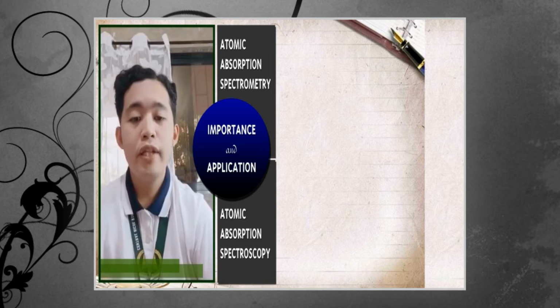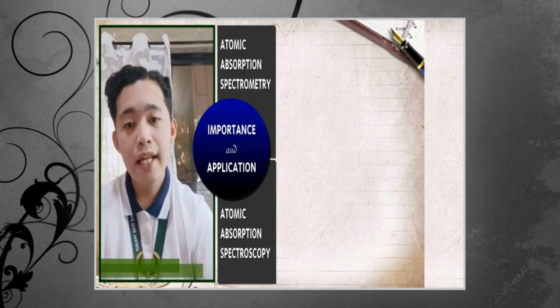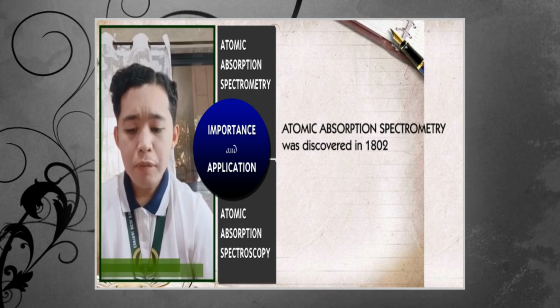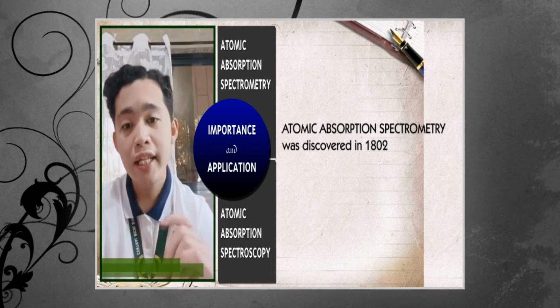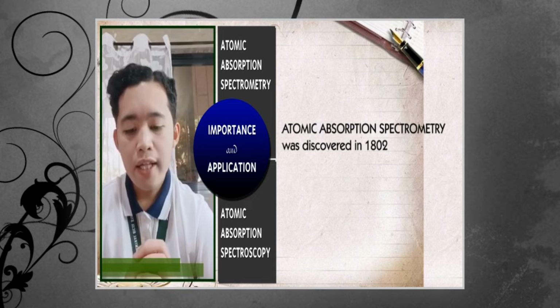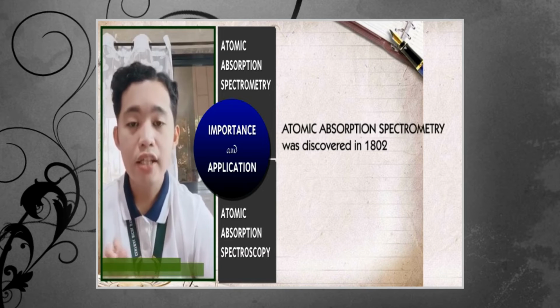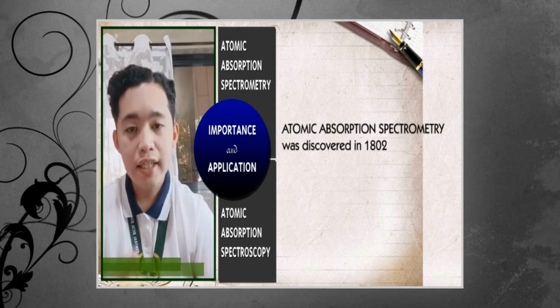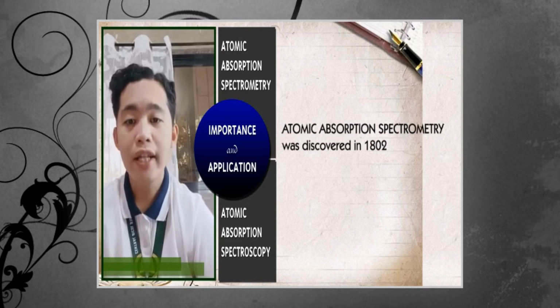Before I proceed with the importance of AAS, I have here a little trivia. Atomic absorption spectrometry was first discovered in 1802 when the English scientist William Hyde Wollaston observed and described dark lines in the sun's spectrum. However, it was not until the 1930s that this technique became more widely used.